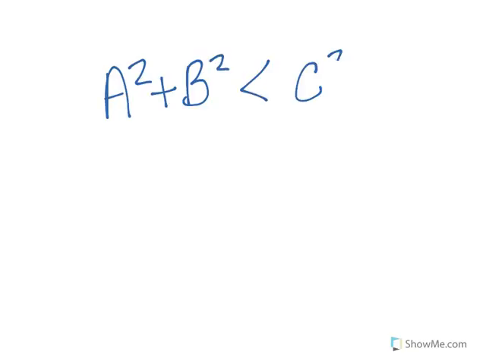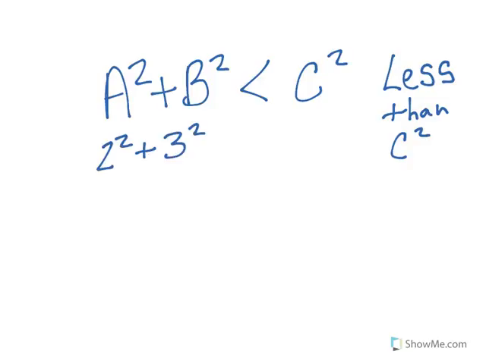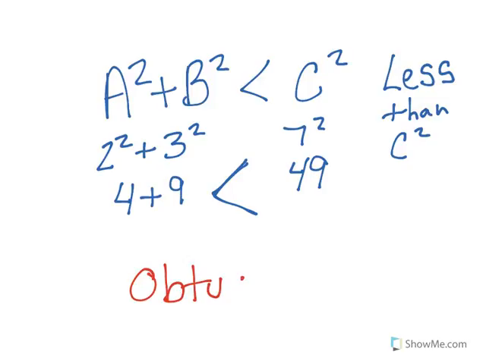The next formula is a squared plus b squared will be less than c squared. That means the c squared is going to be bigger. So here's an example. So it's not right. Let's say this is 2 squared plus 3 squared and this is 7 squared. This is going to be 4 plus 9, and that is not 49, that's 13. So c squared is way bigger. And we are going to be able to say if c squared is bigger, it's obtuse.